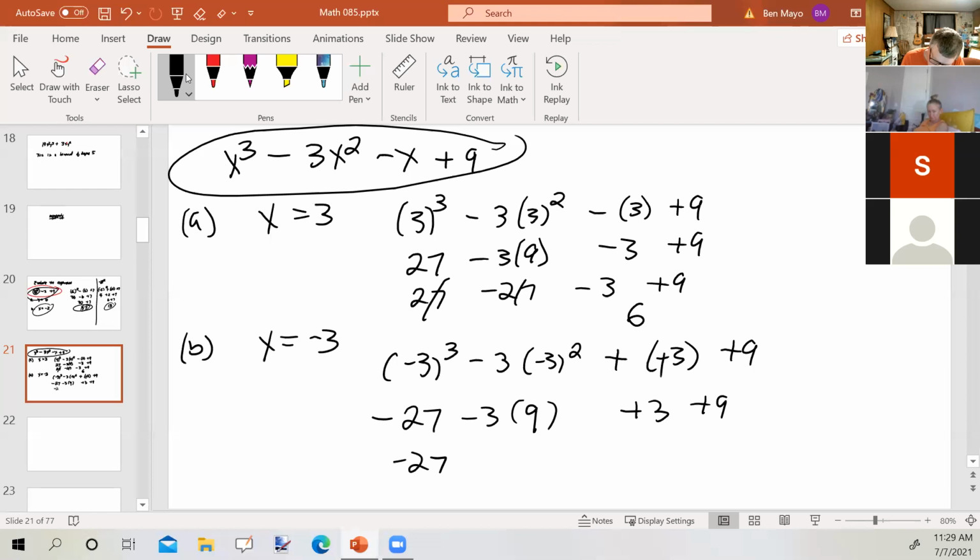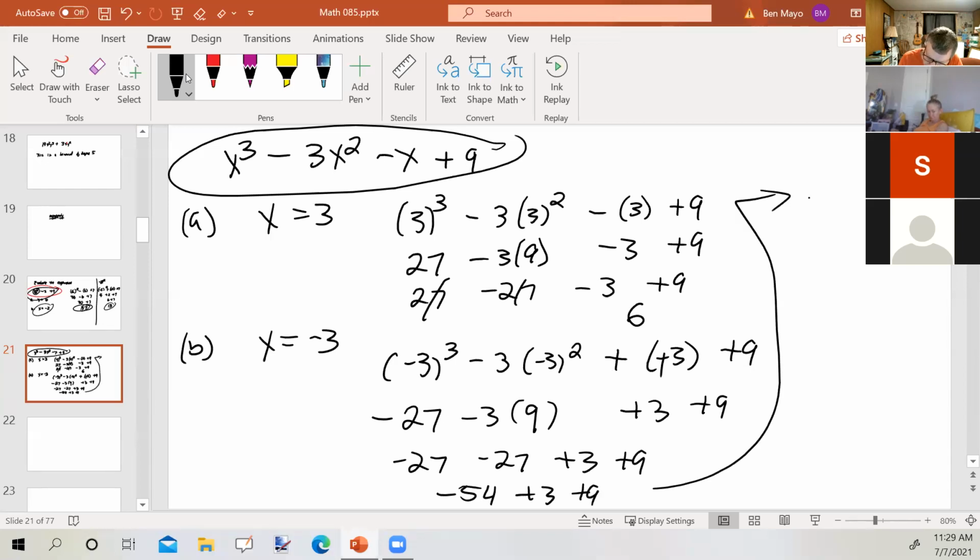So we've got negative 27 minus 27 plus 3 plus 9. Negative 27 minus another 27 would be what? Negative 54 plus 3 plus 9. Negative 54 plus 3 would be negative 51 plus 9, which is negative 42, I believe. Is that right? No one's going to affirm or deny? Okay, well, we'll just assume it's right then. Okay.